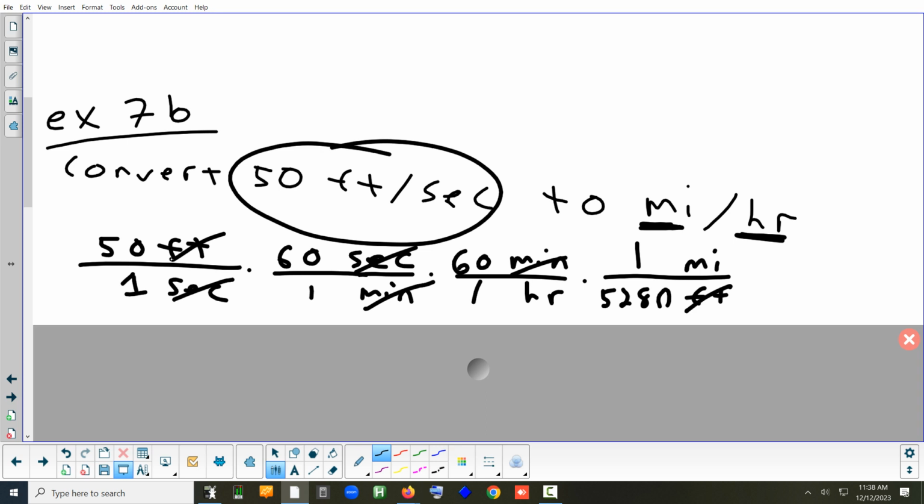Okay. What unit am I left with in the top? Miles. And what unit am I left with in the bottom? Hours. So multiply it out, and that's our answer. 34.1. What is it? 34.1. Okay. So you just do 50 times 60 times 60 divided by 5,280.